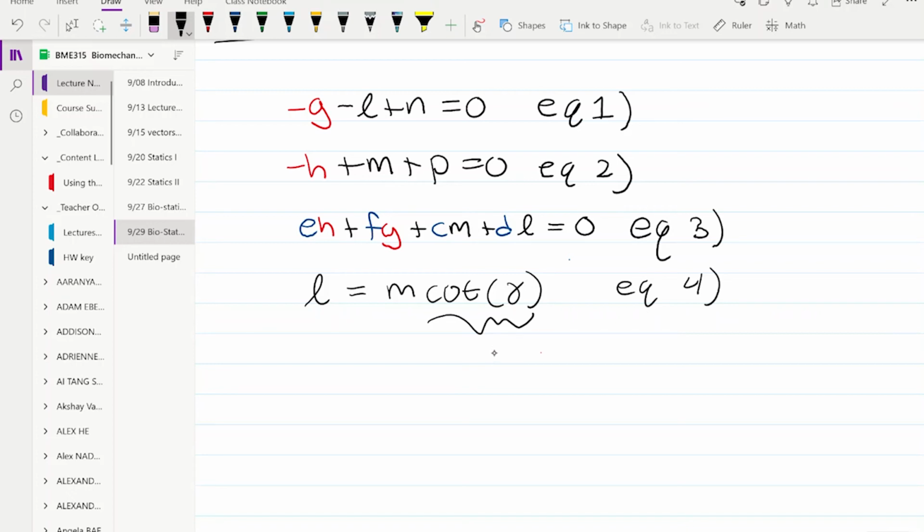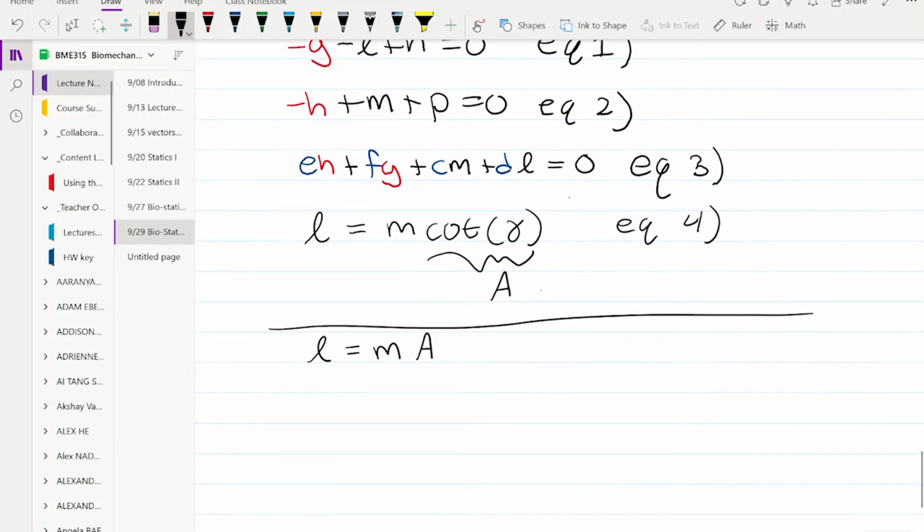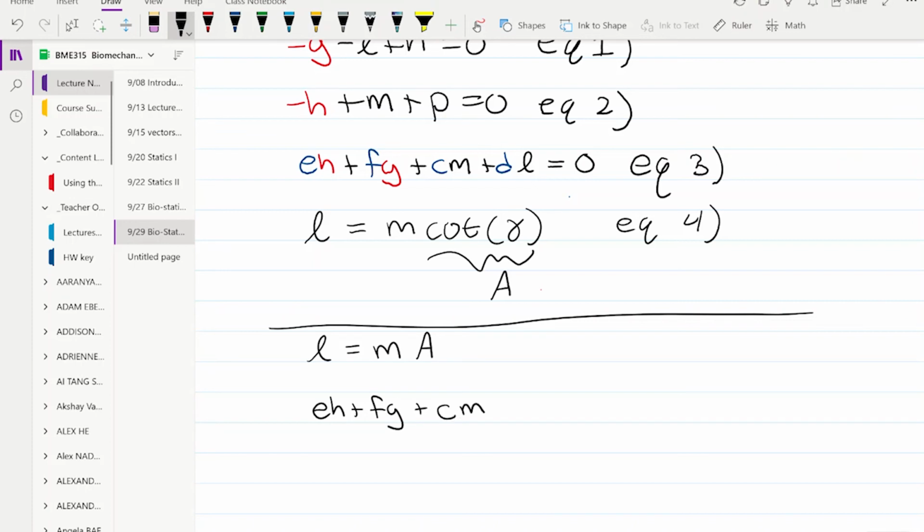Let's call this big A or something. So now, solving, we got L equals MA. If we plug this whole thing in there, we have EH plus FG plus CM plus D big A M equals 0.